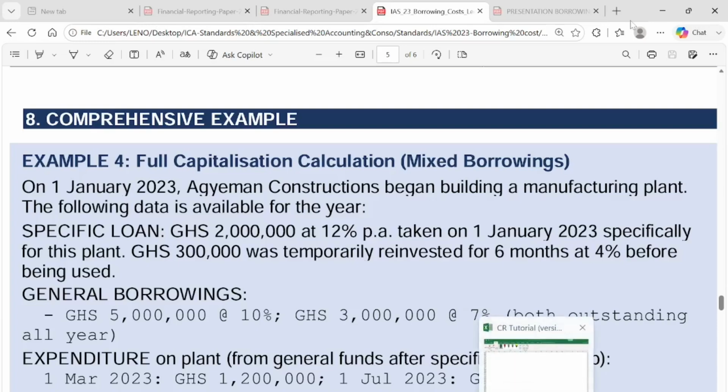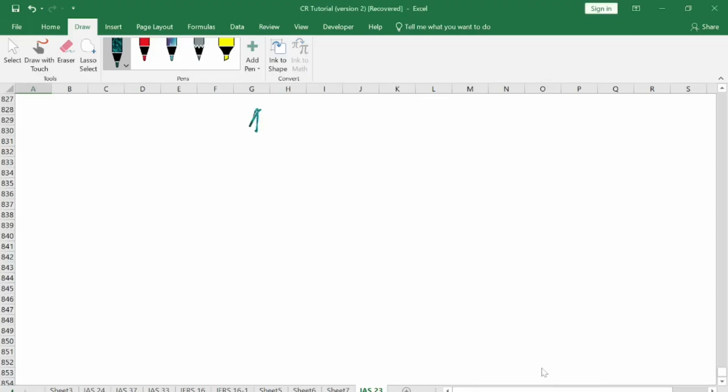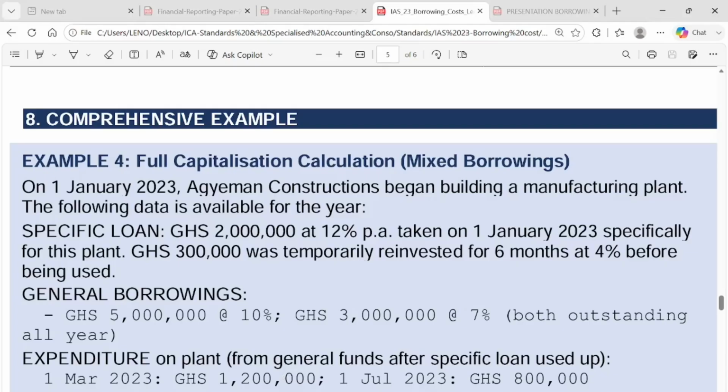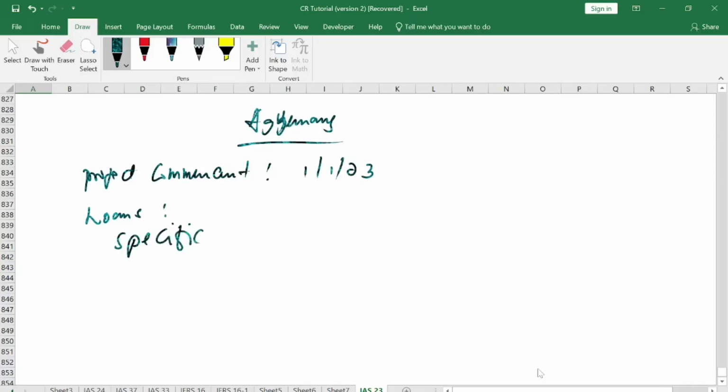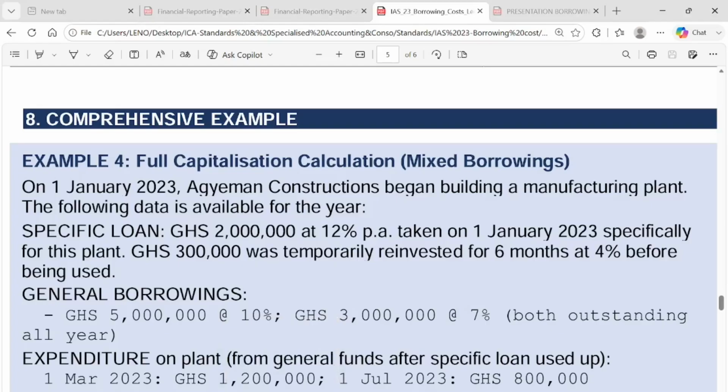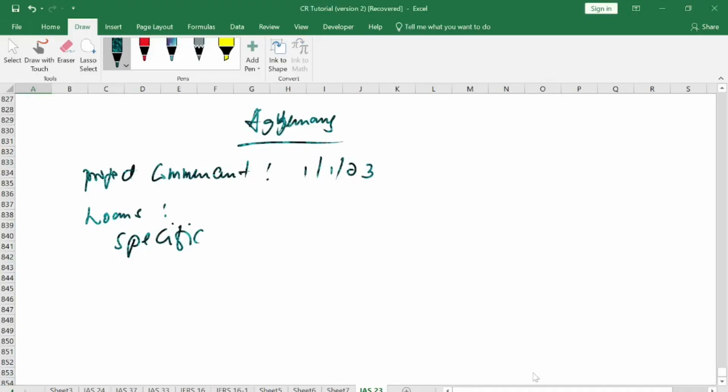So you will have it here. The company name is Ajman. The project commencement was 1st January 2023. And then they took a loan. There we have the specific loan. The specific loan is 2 million, and it was taken on 1st January 2023.